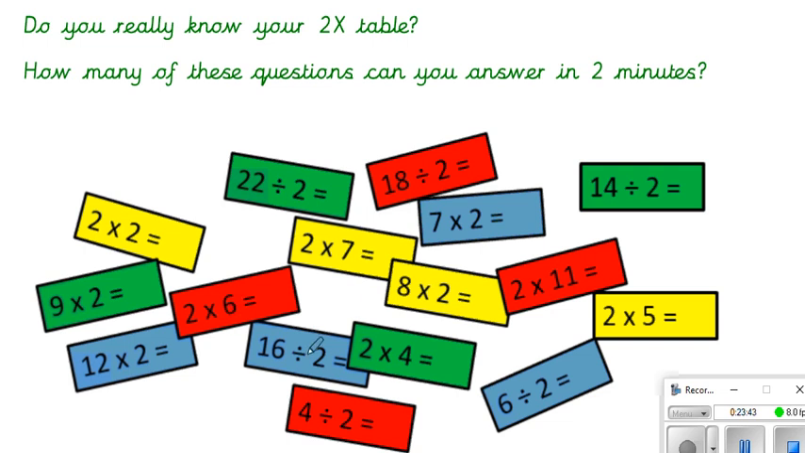I'll give you a few of the trickier answers. I know that 2 times 11 is 22, so 22 shared by 2 is 11. 18 divided by 2 is 9. 16 divided by 2 is 8. I know that because I know that 2 times 8 is 16, because I know my 2 times table. How did you get on?